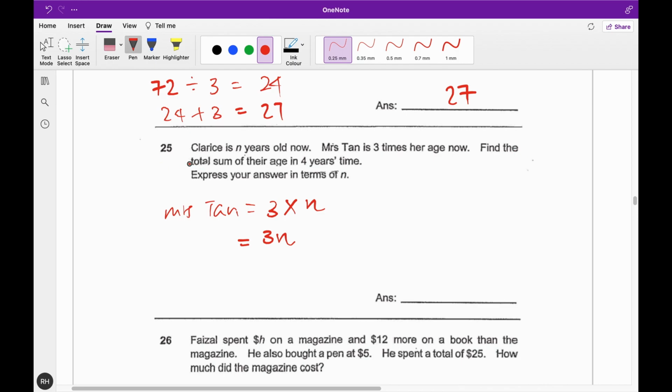Find the total sum of their ages in 4 years' time. So now Clarice is n years old. Now Mrs. Tan is 3n years old. And then in 4 years' time, Clarice will grow older by 4 years, and Mrs. Tan will also grow older by 4 years. So we have plus 4 plus 4. So n plus 3n, we have 4n, plus 4 plus 4 will be plus 8. So the answer is 4n plus 8.